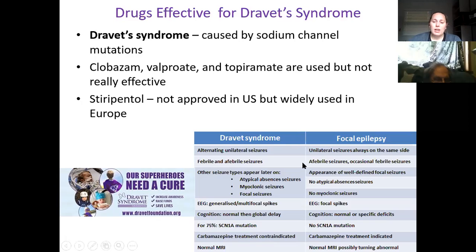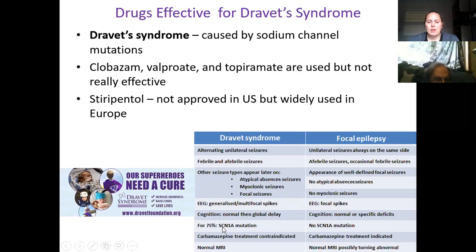And you can see what I liked about this particular table that I included was the compare and contrast between a Dravet syndrome individual and somebody who suffers from focal epilepsy. Things like febrile and afebrile seizures, alternating unilateral seizures, and this unilateral seizure is always on the same side. So again, Dravet syndrome is going to look a little bit more like a generalized seizure. EEG generalized multifocal spikes, and EEG is focal.